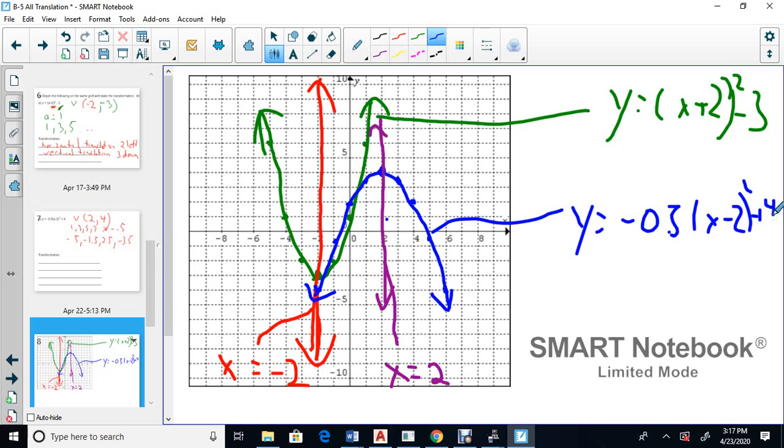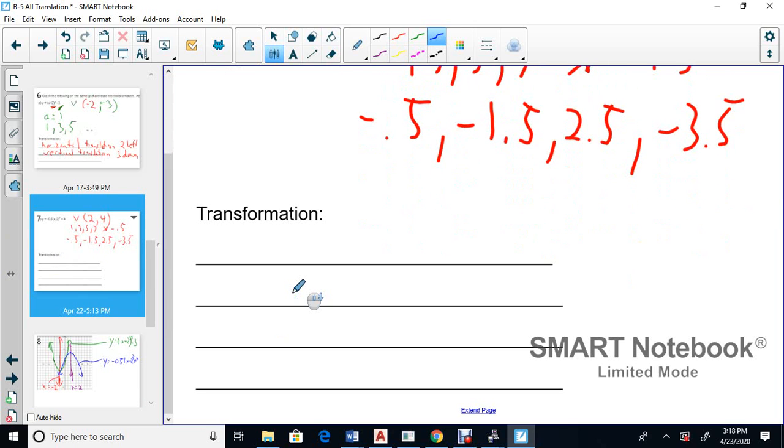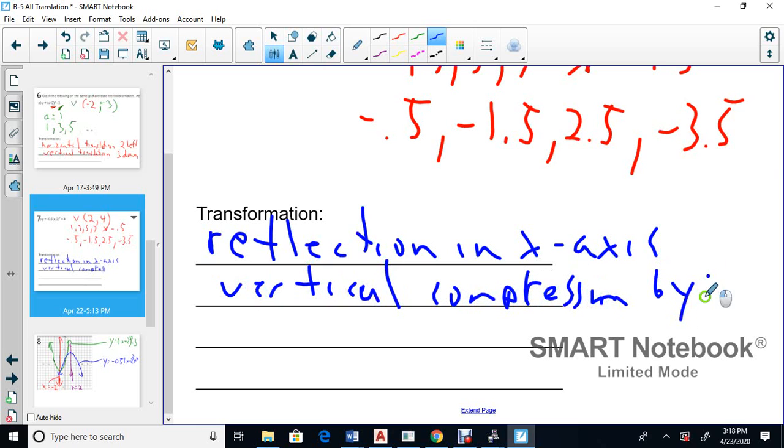Okay, now transformations. Let's go over here, transformation. Let's write it down here. So first transformation is reflection in x-axis. Next one. Oh, we have a vertical compression because it got skinnier. Vertical compression by 0.5. Okay, let's go to the next one.